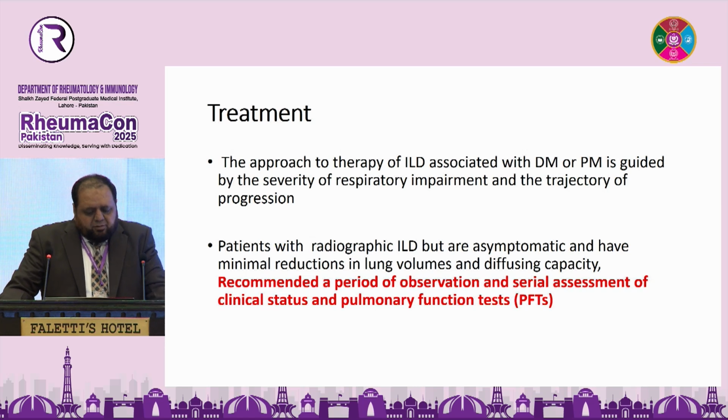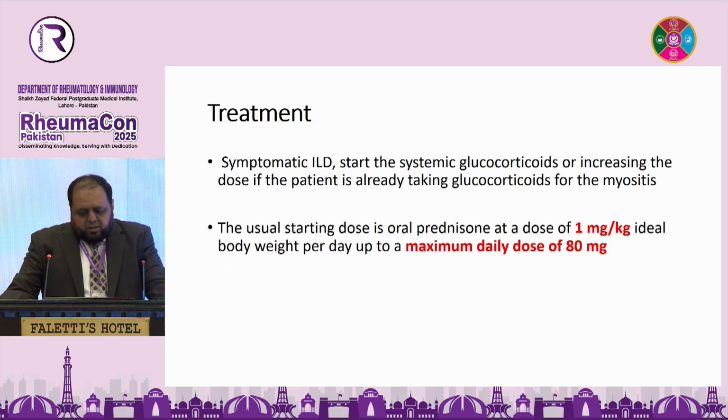So, if the patient has mild disease, in that case only observation and serial PFTs are required. But if the patient has progressive disease, in that case we have to start treatment with prednisolone 1 milligram per kilogram body weight, with a maximum daily dose of up to 80 milligrams.